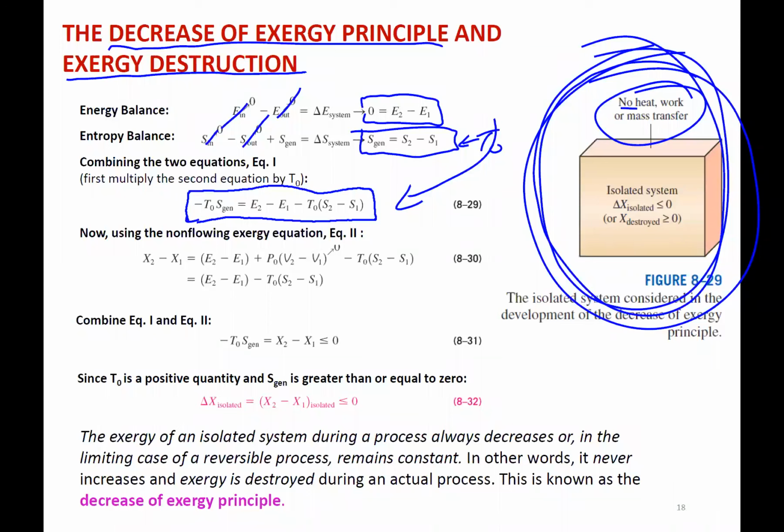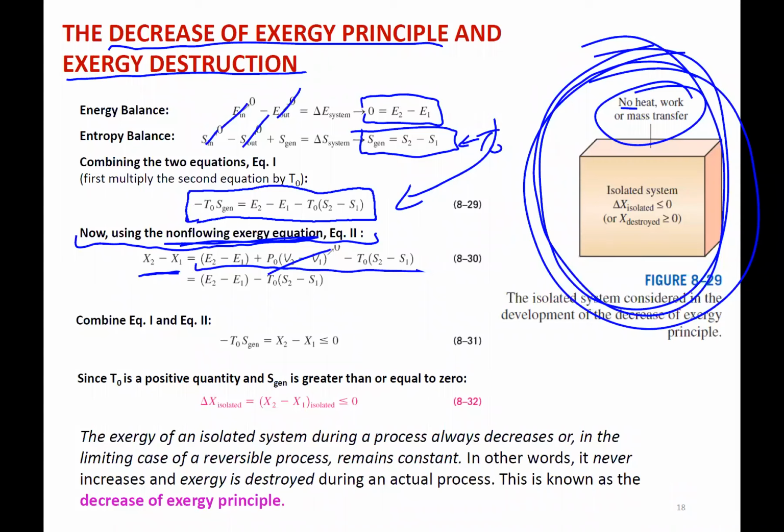Well, let's start with what we already defined, the non-flowing exergy equation that we defined earlier. So the change in exergy from state 1 to state 2 for an isolated system is just the change in non-flowing exergy. We go grab that equation: the change in energy, plus the pressure of the dead state times the change in volume, minus the temperature of the dead state times the change in entropy. Well, the volume's not changing, so that term cancels.